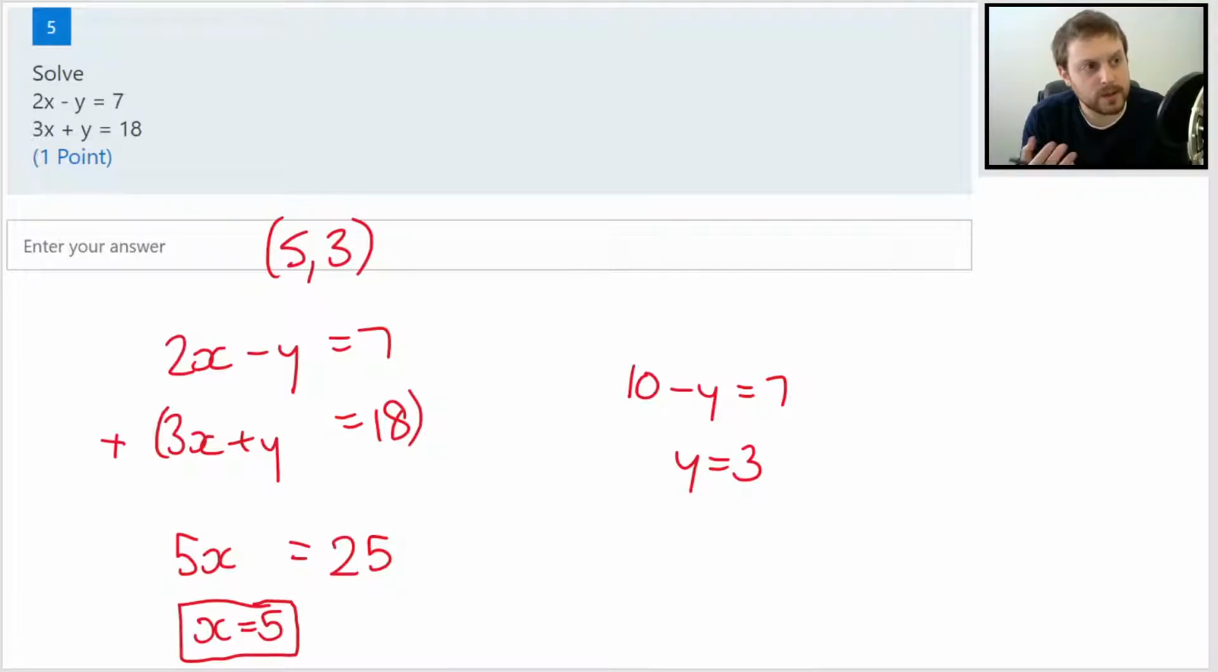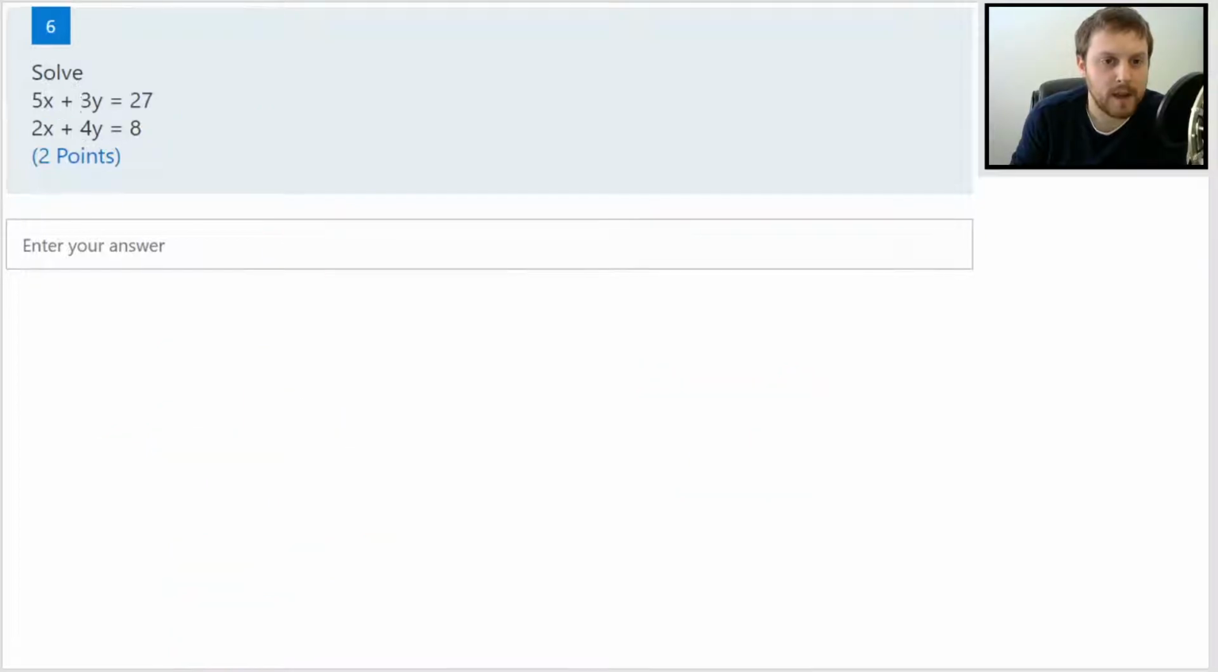Now you can always double check, right? Before you press the submit button, you could double check your answer. For example, does 5, 3 work for the second one? So you could test it out on this. If you put x is 5, you do 3 times 5 is 15. Then when you add 3, do you get 18? Yes, great. So 5, 3 is the right answer.